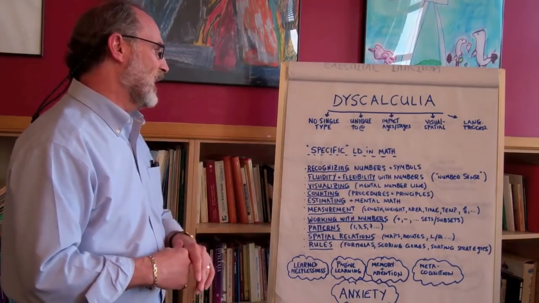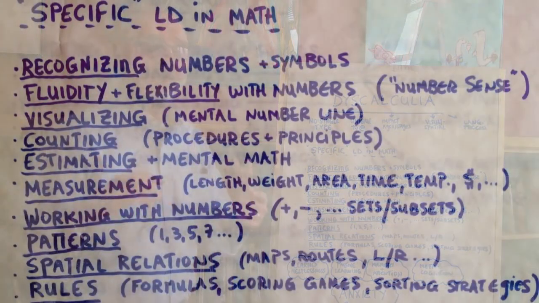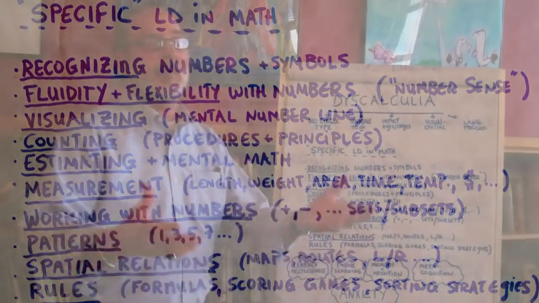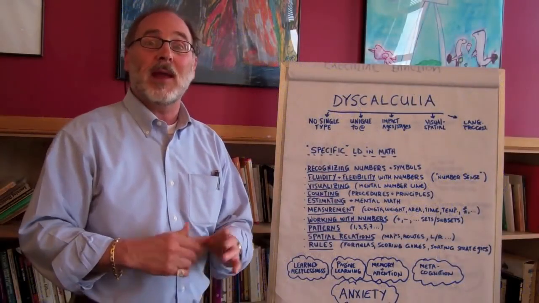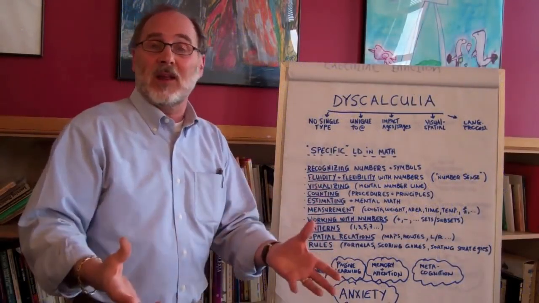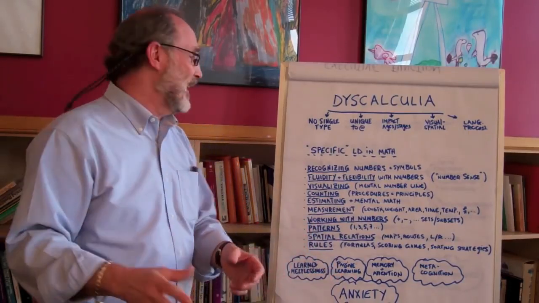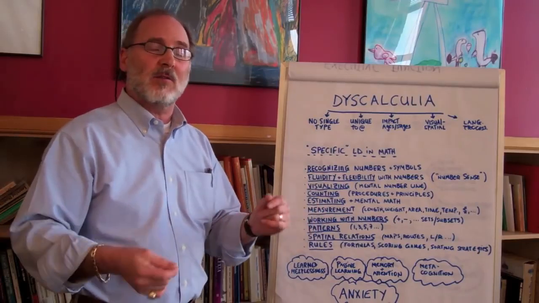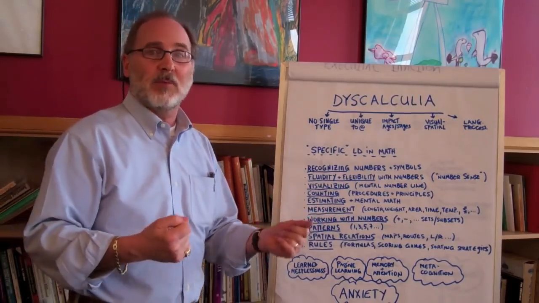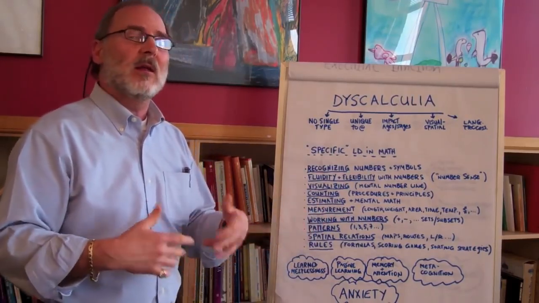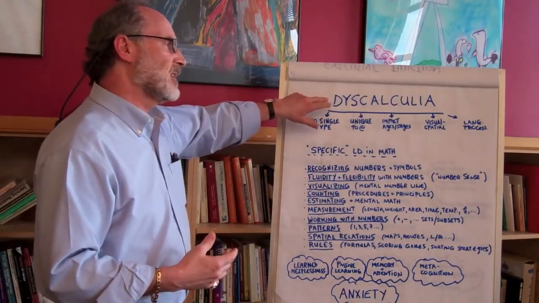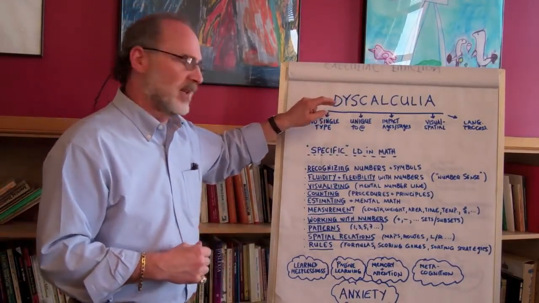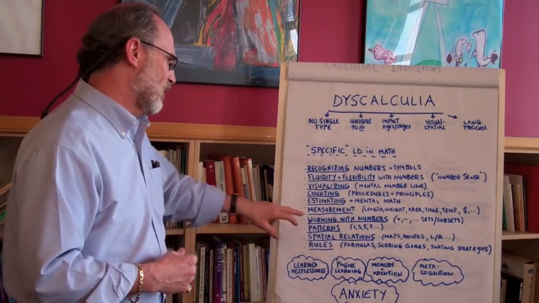They often have difficulty estimating and doing mental math. So if you look at a group of pennies on the table, they may have difficulty estimating how many there are on the table without actually counting them out. And doing that mental math, doing those kinds of approximations that help you get to an answer more quickly, those are things that children with dyscalculia, learning disabilities in math, will often struggle with.